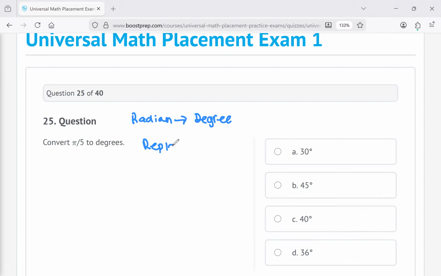Do you see that pi icon? Replace that with 180 and then reduce if possible. That's it. So replace this pi with 180, and then it's divided by 5. Does 180 over 5 come out evenly? Yes, 36 degrees. That's all you've got to do. So to convert radians to degrees, just replace the pi icon with 180 and then reduce.